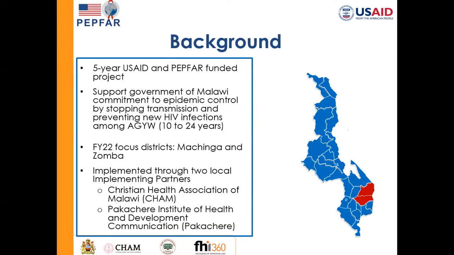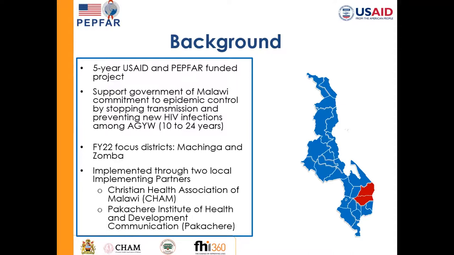Now, a quick snapshot of the project overview. The Malawi Empower activity is a PEPFAR project, and we are supporting the government of Malawi's commitment to epidemic control by stopping transmissions as well as preventing new HIV infections, especially among adolescent girls and young women aged between 10 and 24 years. So our target audience is only adolescent girls and young women aged 10 to 24, and we are focused in two districts in the southern part of Malawi, Machinga and Zomba.